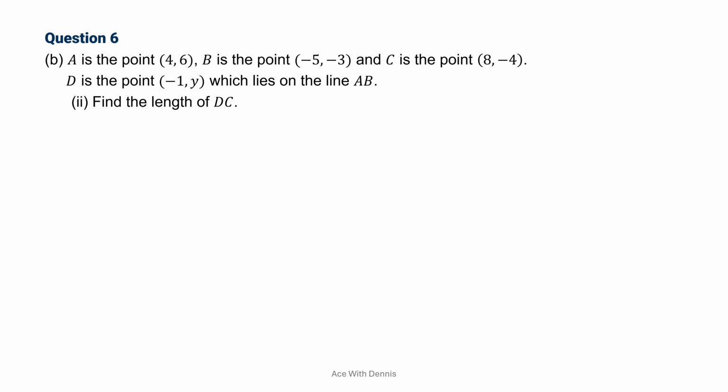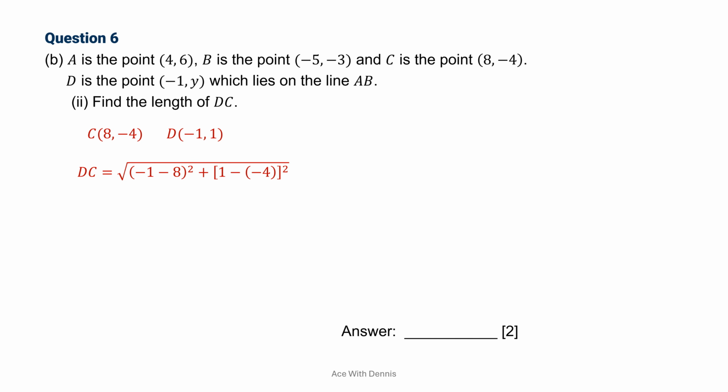2. Find the length of DC. 2 marks. Before we find the length of DC, we need to identify the coordinates of point C, which is (8, -4), and the coordinates of point D, which is (-1, 1). Next, we can apply the formula for the length between 2 points, and we get DC equals the square root of (-1 minus 8) squared plus (1 minus -4) squared.